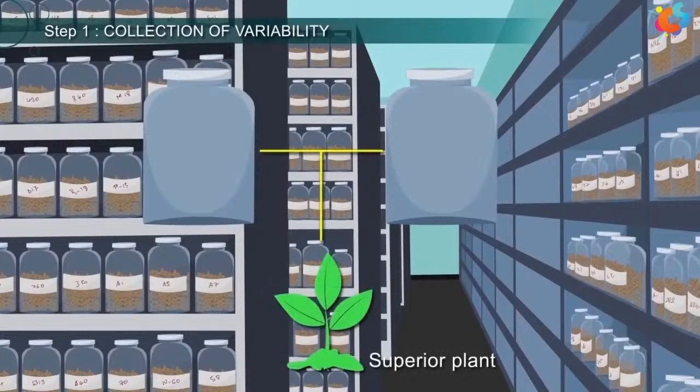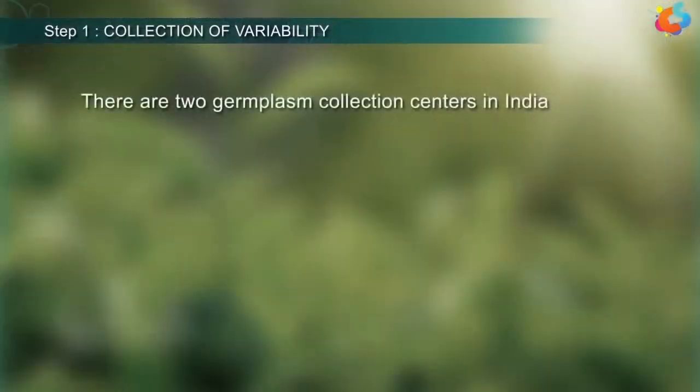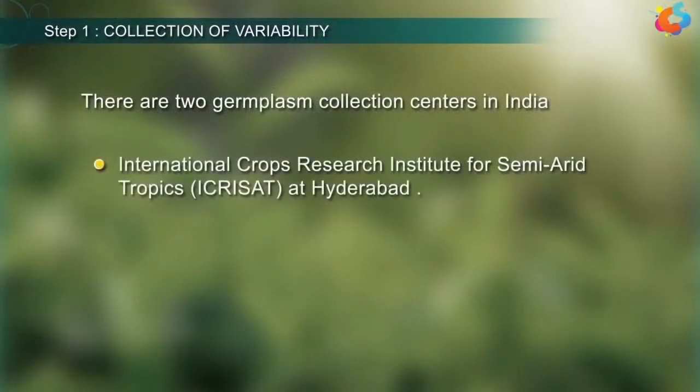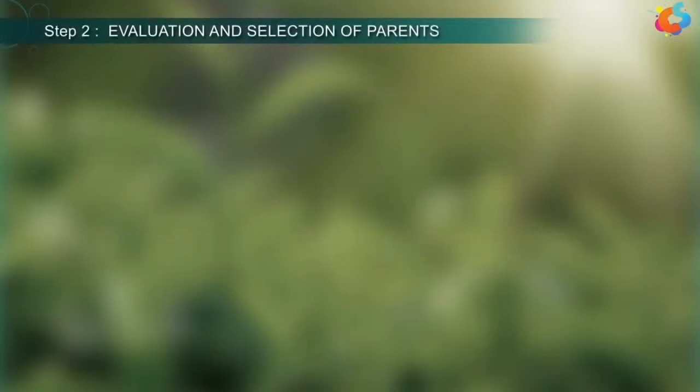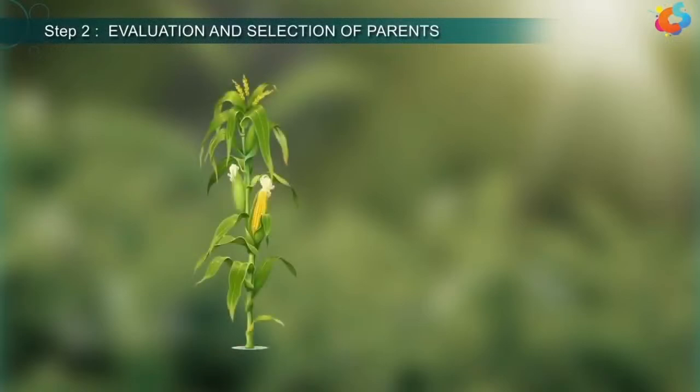a superior plant. There are 2 germplasm collection centers in India. These are International Crops Research Institute for Semi-Arid Tropics, ICRISAT, at Hyderabad, and National Bureau of Plant Genetic Resources, NBPGR, at New Delhi. Step 2. Evaluation and selection of parents. When varieties were first collected, it was completely based on easily distinguishable characters.